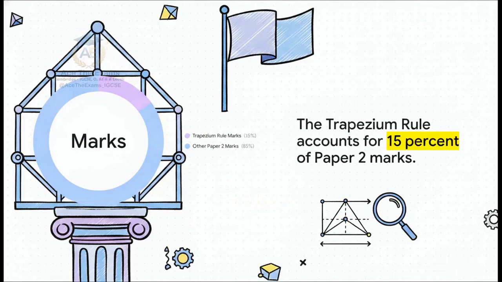Okay, so let's dive right into the numbers. The trapezium rule accounts for a massive 15% of your total paper 2 marks. Think about that for a second. 15%. That makes it a critical load-bearing pillar for your final grade. It's literally the difference between an A and a B, or a B and a C. You simply cannot construct a top-tier A-level grade without completely mastering this specific numerical integration technique.